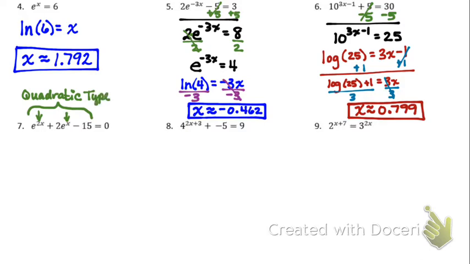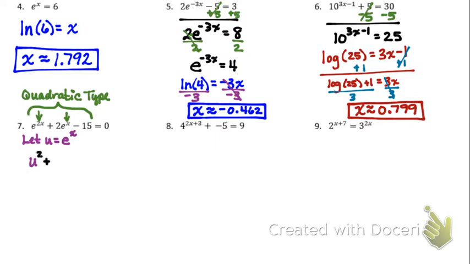Do you guys remember when we learned how to do U substitution? I love the groaning. I love it. I live for this stuff. I'm going to let u equal e to the power of x. Anywhere I see e to the x, I'm going to replace it with a u. So that first term now becomes u squared.